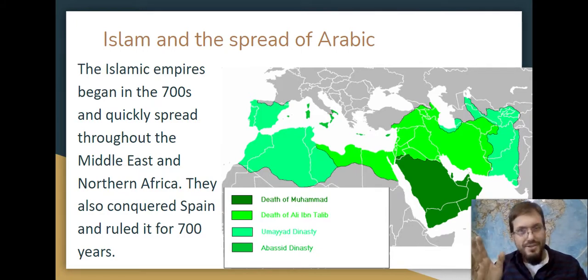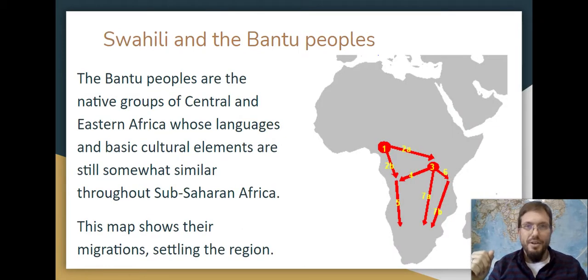By the way, just in case you didn't know it, Islam is the religion. Muslim is someone who practices the religion. It's kind of like Christianity and Christian. You get Islam and Muslim. Okay. Moving on, that's Arabic. We'll move into Swahili now.